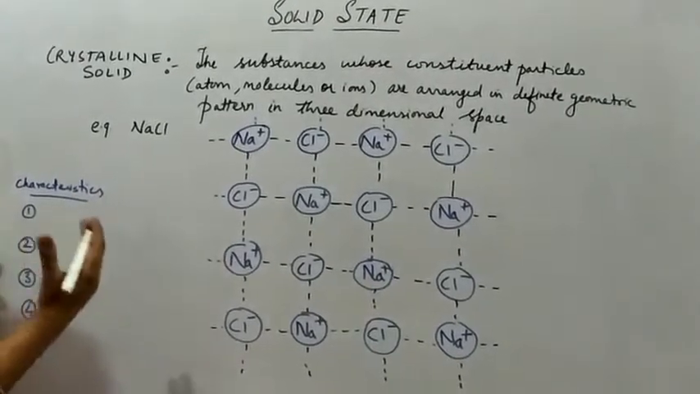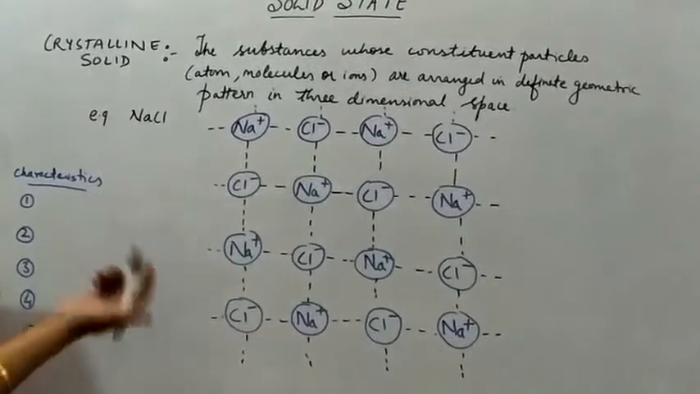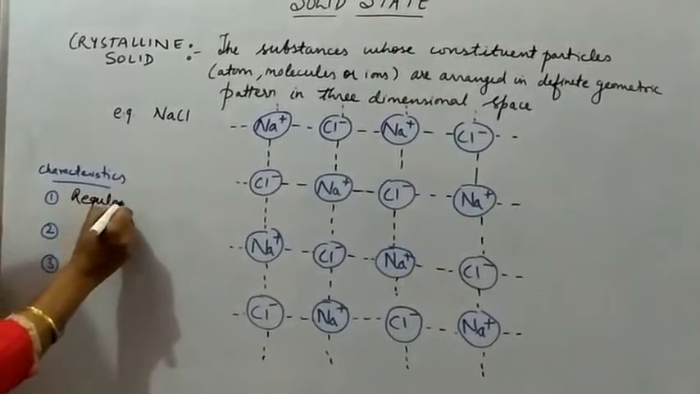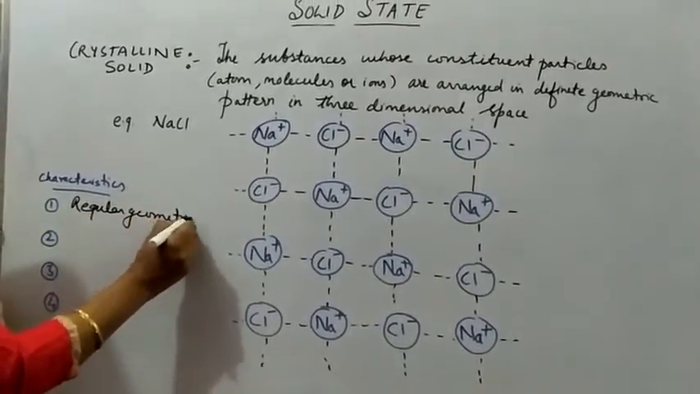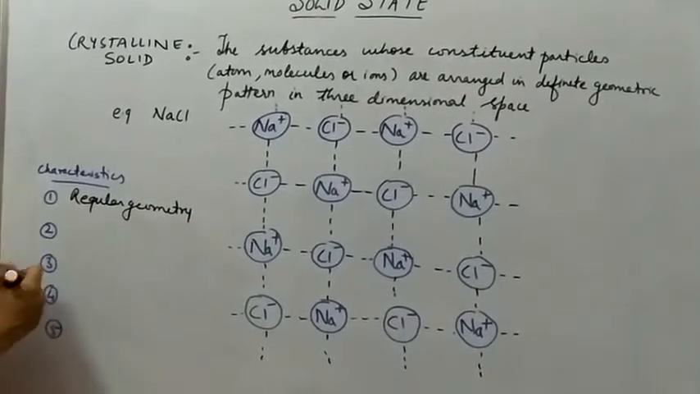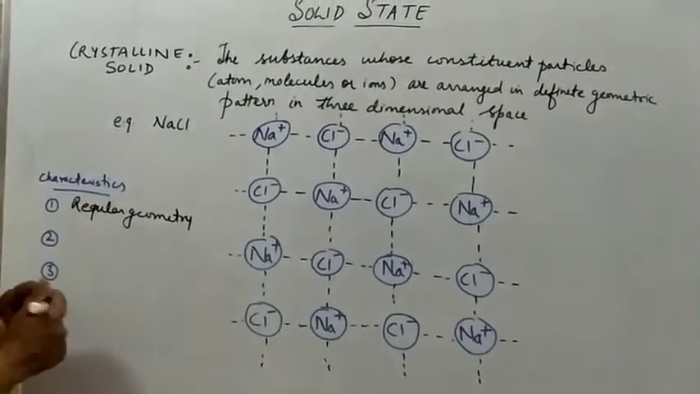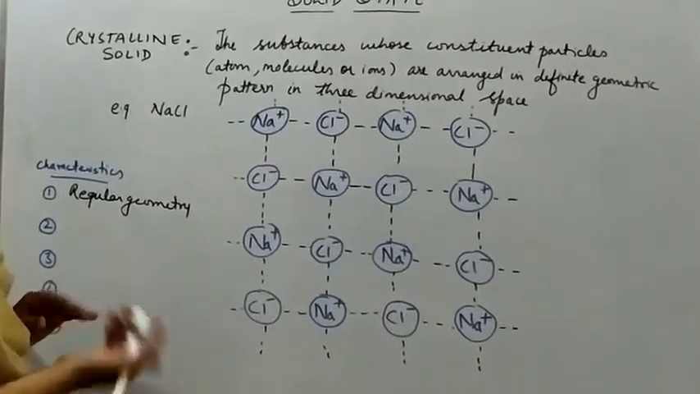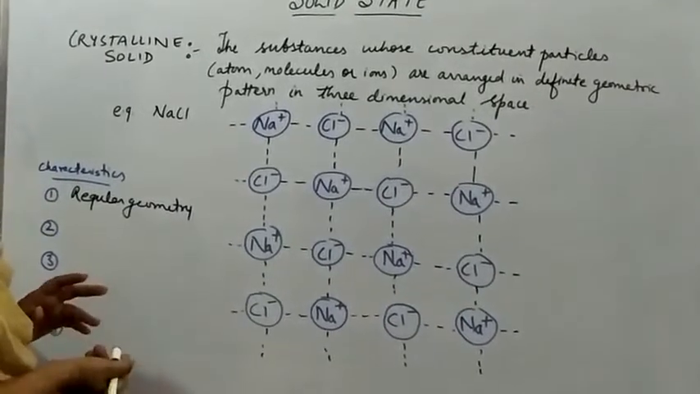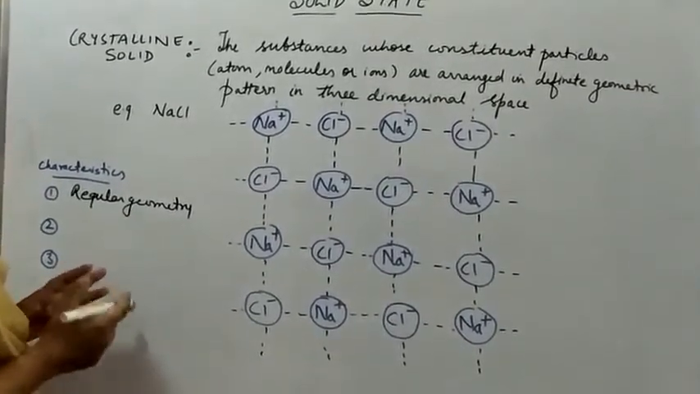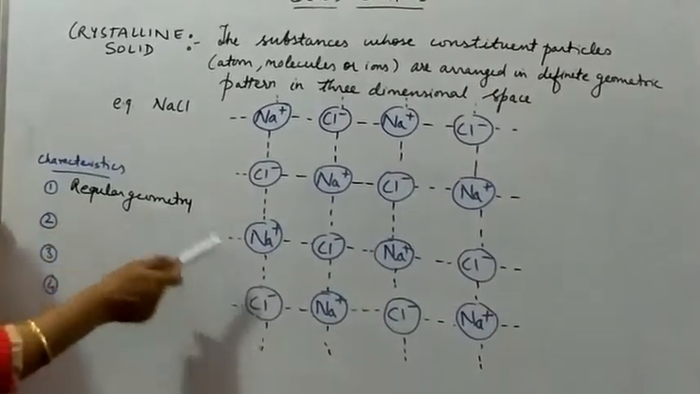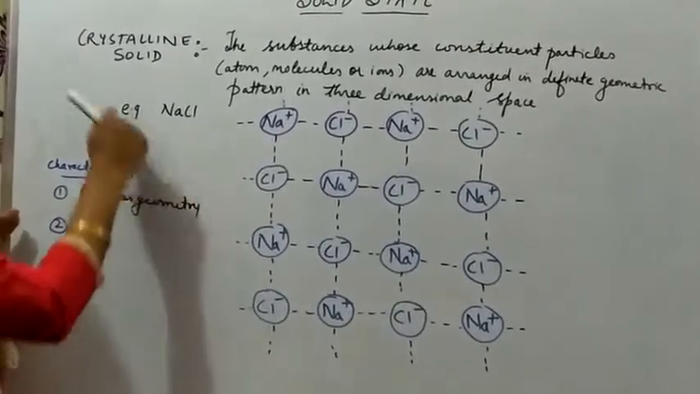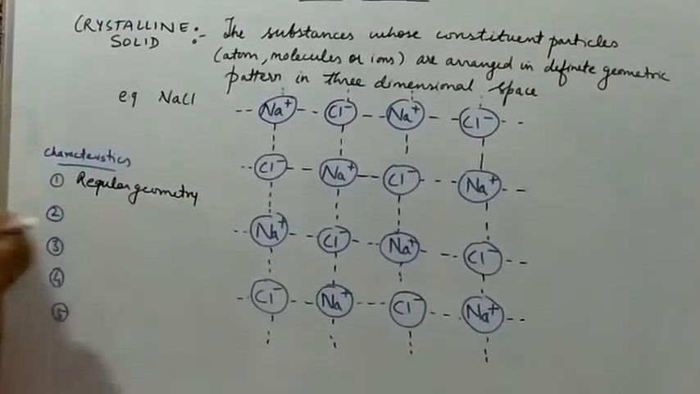Due to the regular arrangement, a definite geometric pattern in three-dimensional space, they have a regular geometry. Regular geometry means that NaCl or any crystalline solid will consist of smaller crystals, and these crystals will have a definite geometry. Either they will be triclinic, monoclinic, or tetrahedral. The arrangement leads to a regular geometry of the crystal, or the small unit of the crystalline solid.